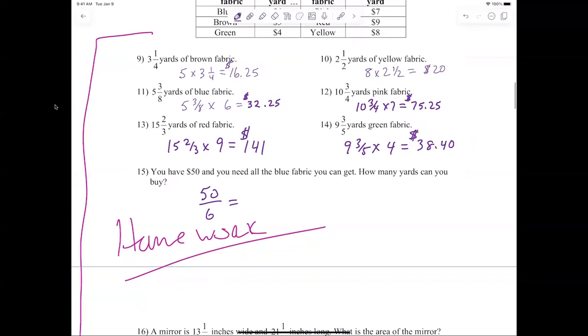But what is 0.3 repeating? 3/9. As a fraction. Yep. So 3/9 reduces to what? 1/3. Yeah. So we would say I can buy 8 1/3 yards. All right. I can buy 8 1/3.